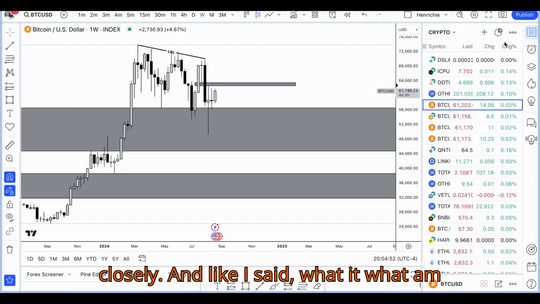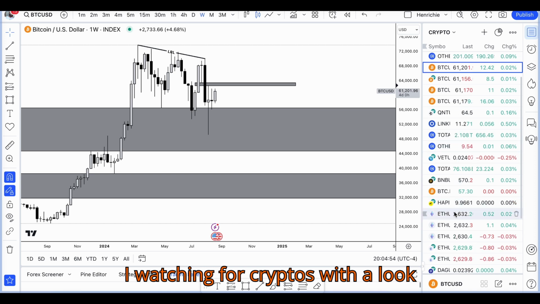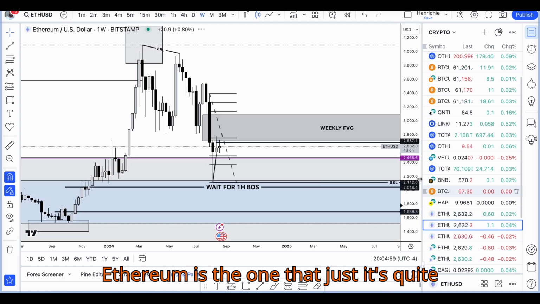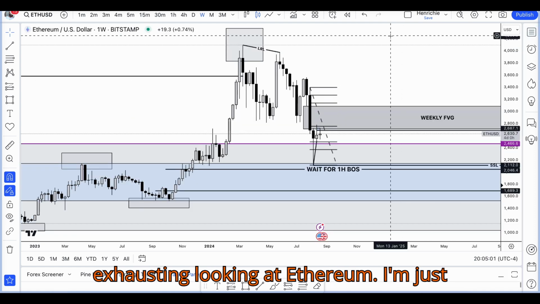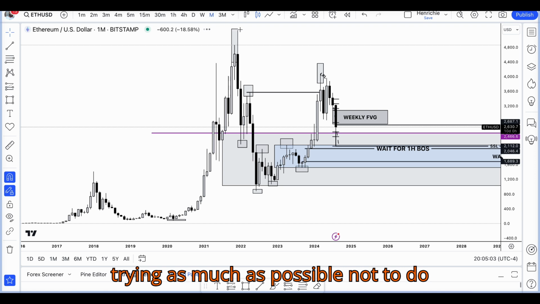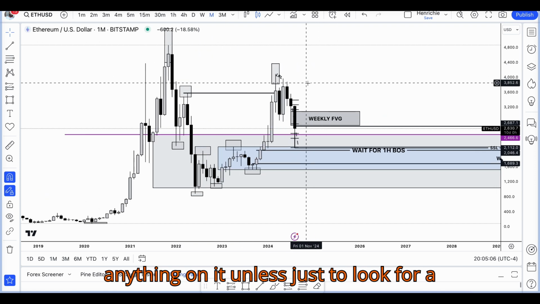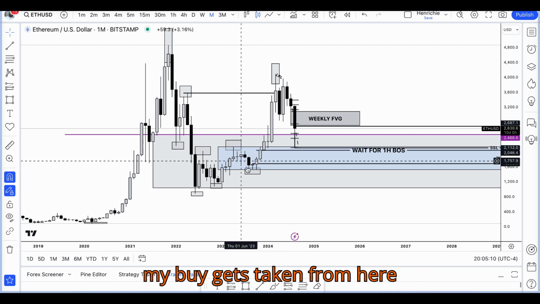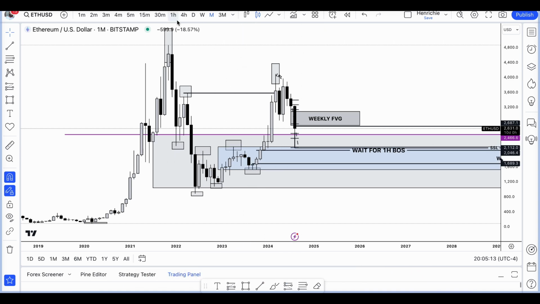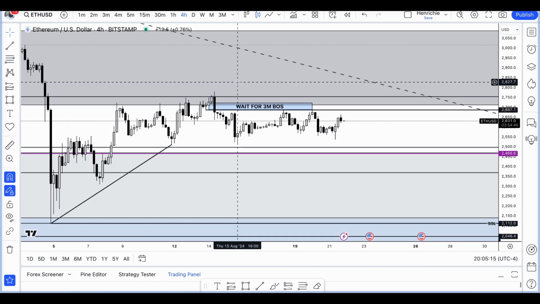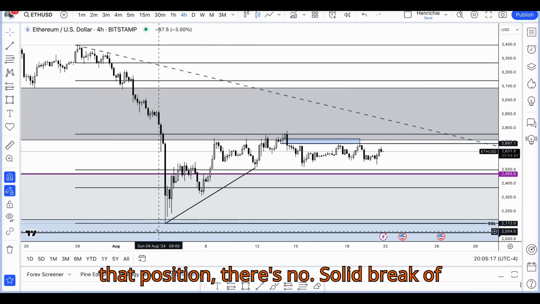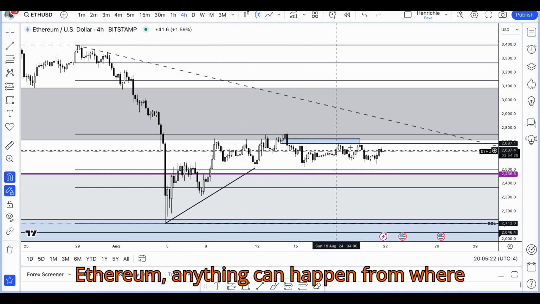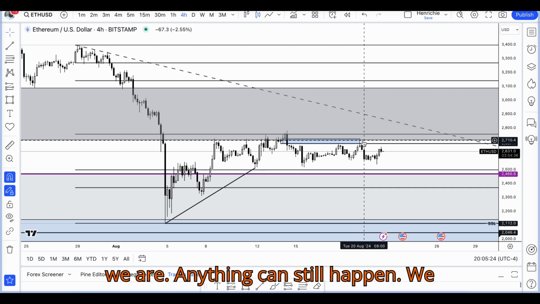And like I said, what am I watching for cryptos? If we look at Ethereum as well, it's quite exhausting looking at Ethereum. I'm just trying as much as possible not to do anything on it unless just to look for a buy. And potentially, I wanted to see my buy get taken from here. After we mitigated that position, you can see there's no solid break of structure. We're just ranging. So for Ethereum, anything can happen from where we are.